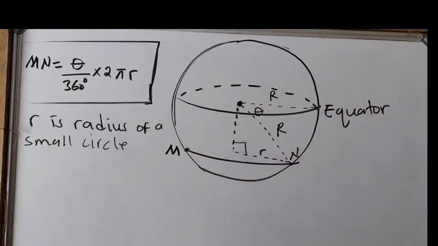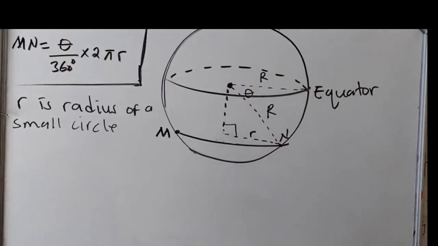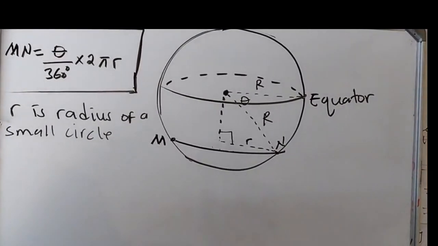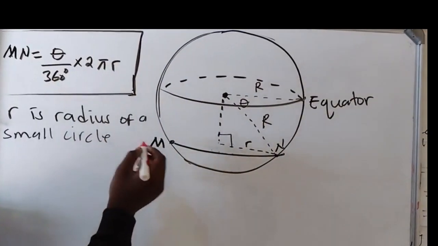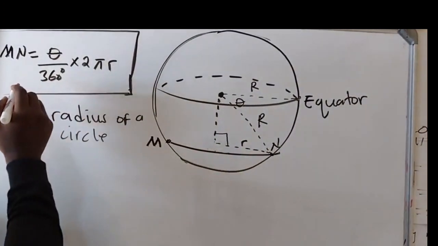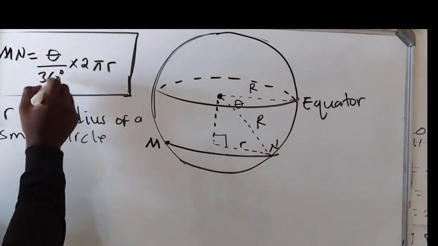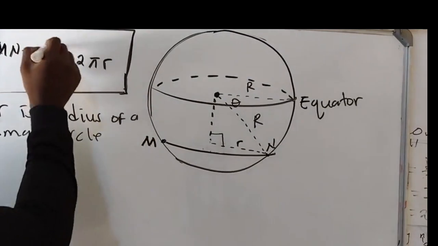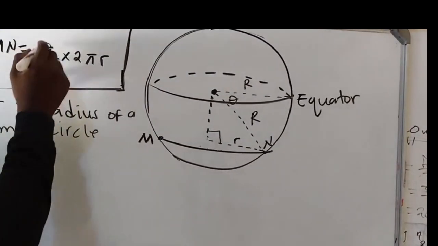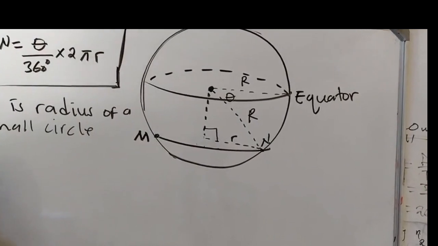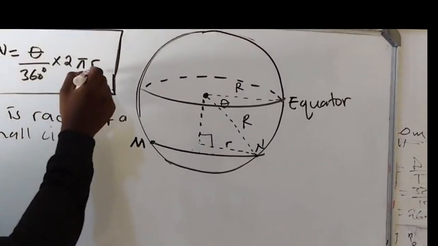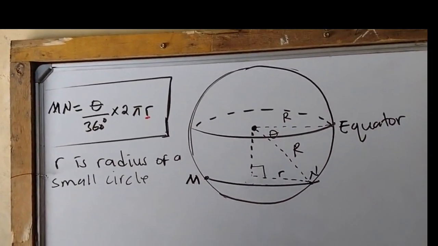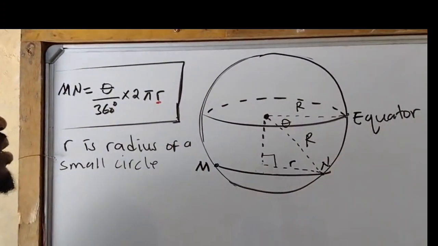Remember I've said the formula that you can use to find the distance of the points that are lying on the same latitude. This is the formula, where MN is equal to theta over 360 times 2 pi r. Theta is the difference in longitudes. Then r is the radius of the small circle. So now, how can we find r? I've redrawn the same diagram that we had.